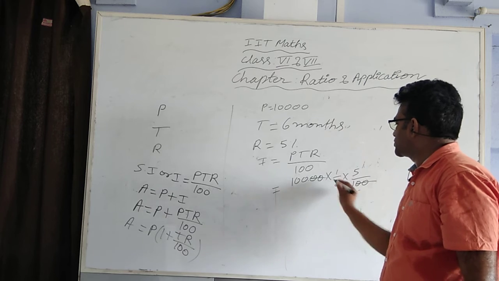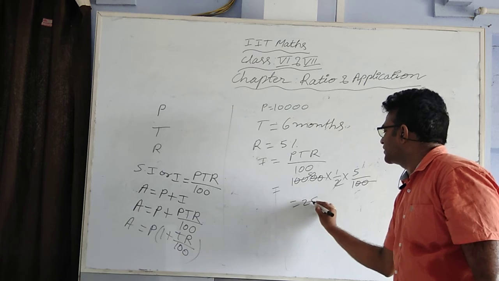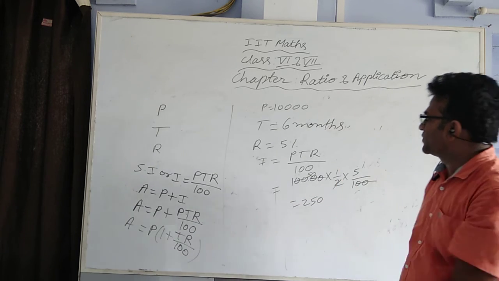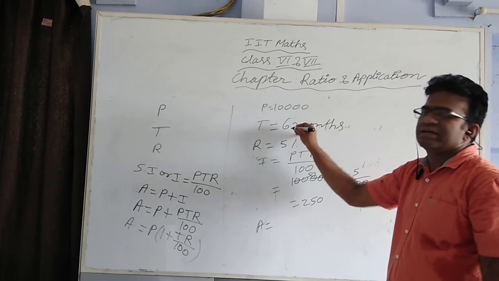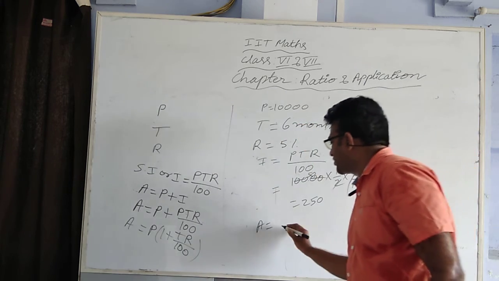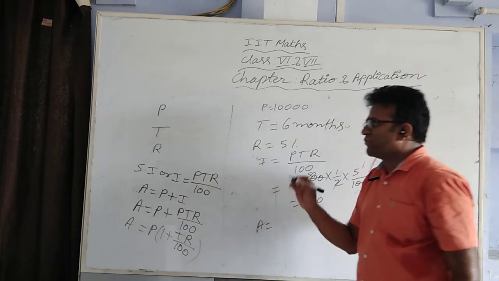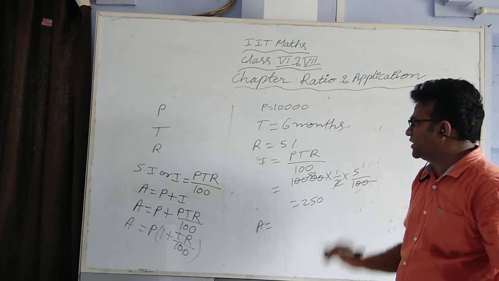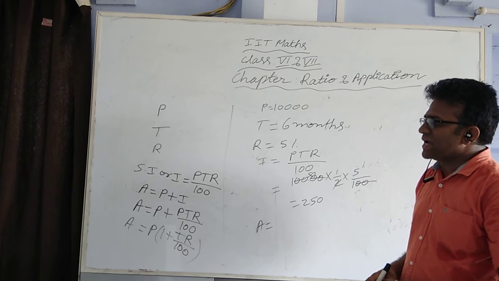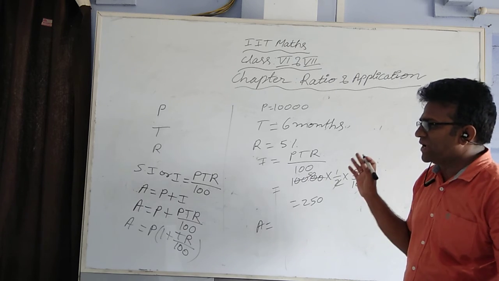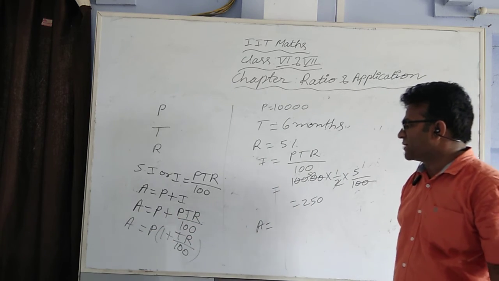2 zeros get cancelled. 2 ones are 2, 2 50s, 50 into 5 is 250. So simple interest is 250 rupees. Next, amount on simple interest for 6 months we are going to find out. If we want to find simple interest only, we take I equal to PTR by 100. Otherwise, if he is asking amount on simple interest for 6 months, then we apply the formula A equal to P into 1 plus TR by 100.